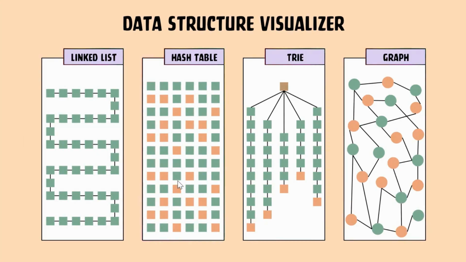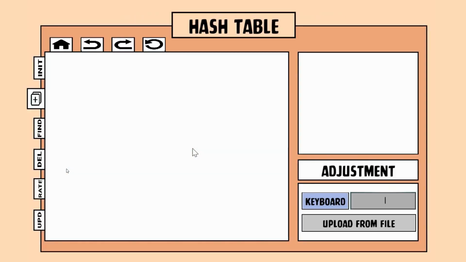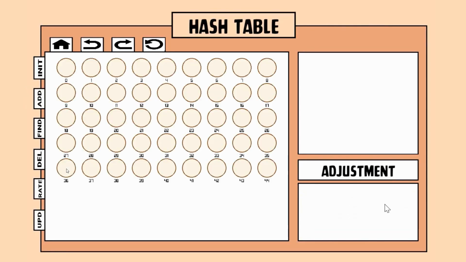Okay, next, let me introduce to you the hash table visualizer. Here we will enter the hash table mode. First, we have to enter the size of the hash table from the keyboard here. For example, I will enter 45 and then press enter. Then a hash table with 45 nodes has appeared.